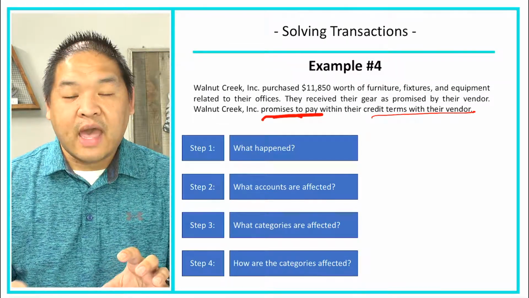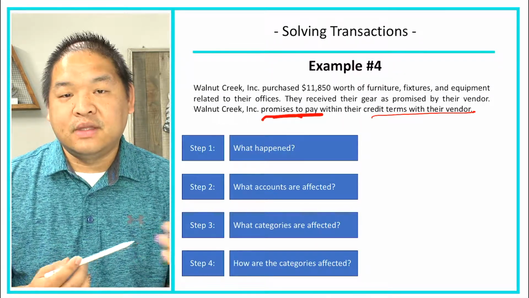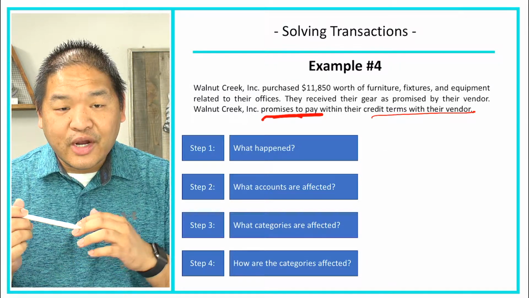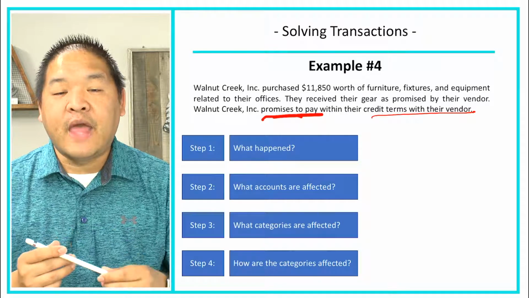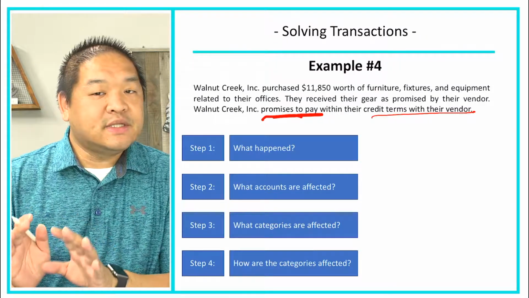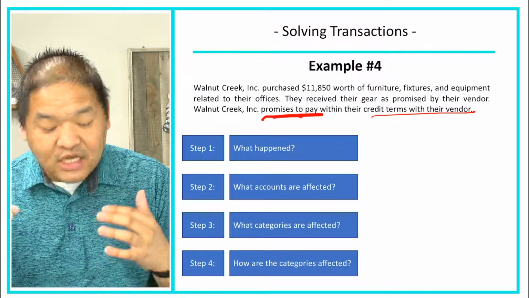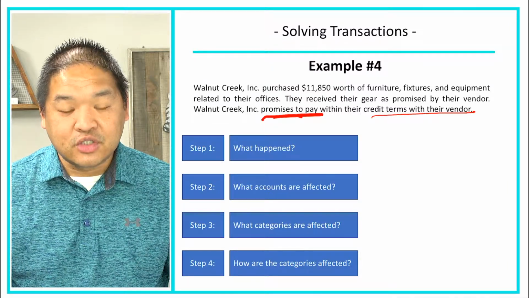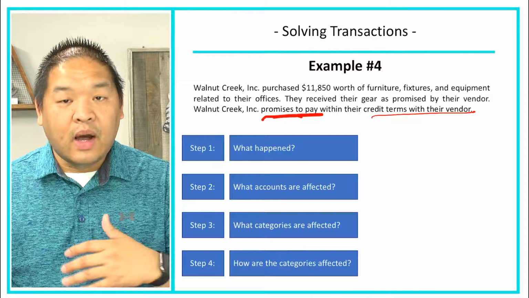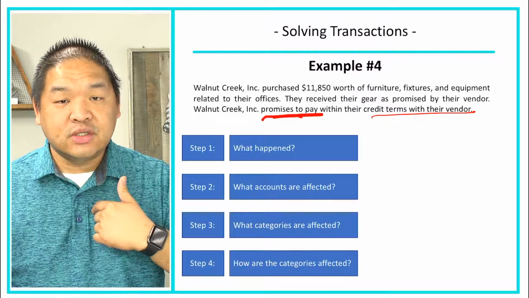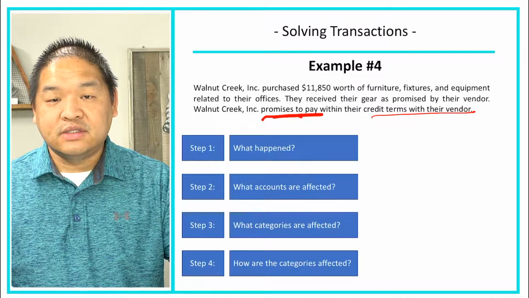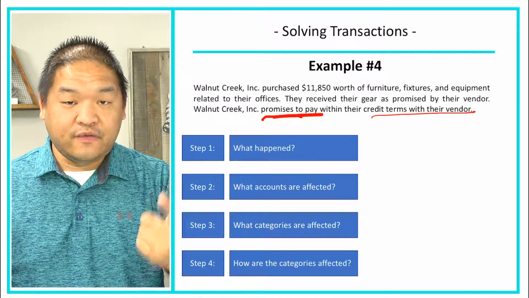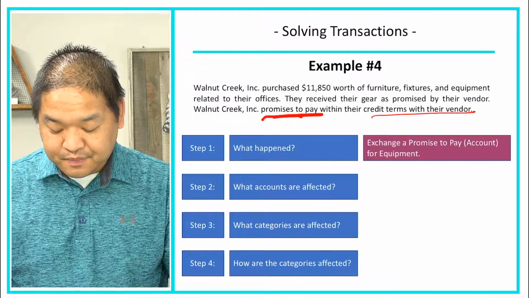So this is another example where we're going to get something in this exchange now, but we're going to promise to pay them later. Now, this promise to pay is a little bit different because notice it didn't say any note. So we're going to call it a different name here when we get to step number 2. So what happened? Well, we exchanged a promise to pay for furniture, fixtures, and equipment, FFEs, okay?